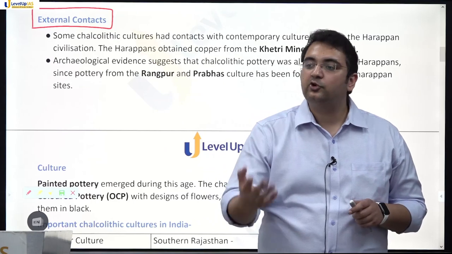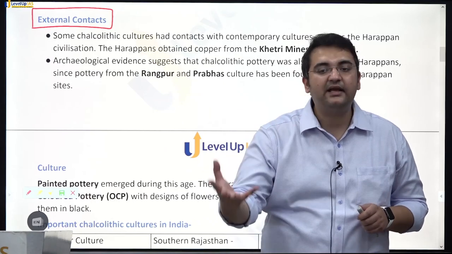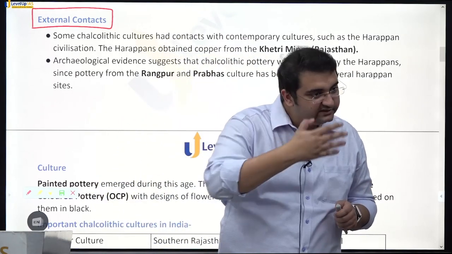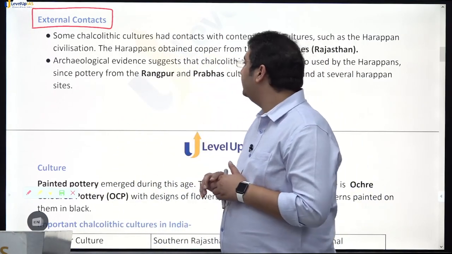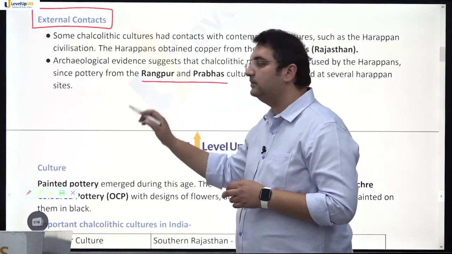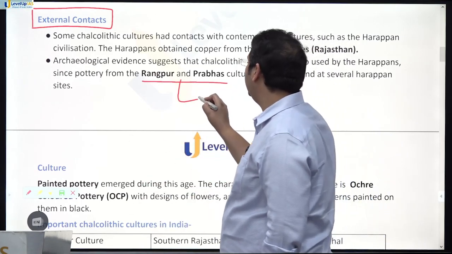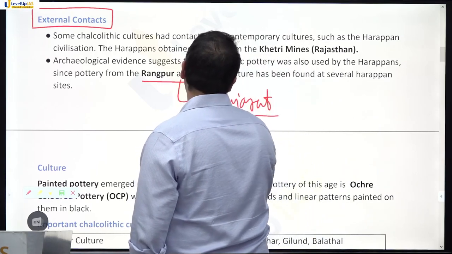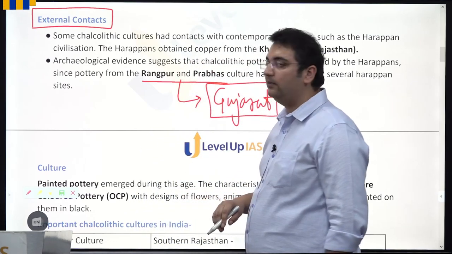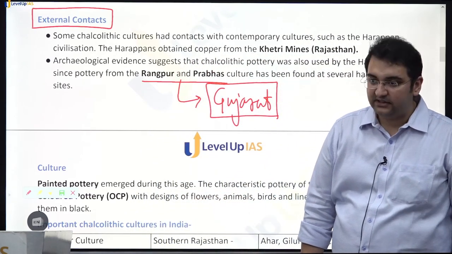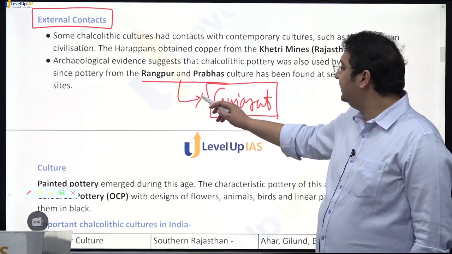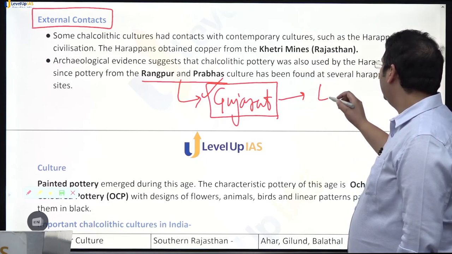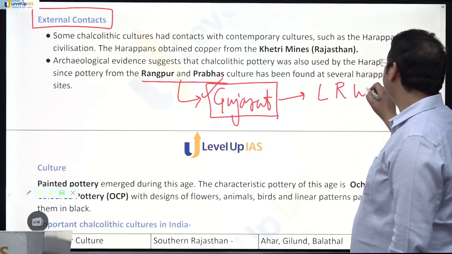Then we also have certain similarities in the ceramic cultures, that means the kinds of pottery that was used across these cultures. For example, we have a couple of cultures, the Rangpur and Prabhas cultures. These flourished in the Gujarat region, the Saurashtra coast, and they were contemporary with the later Harappan civilization. Now, the kind of pottery that is found here is known as lustrous red ware.